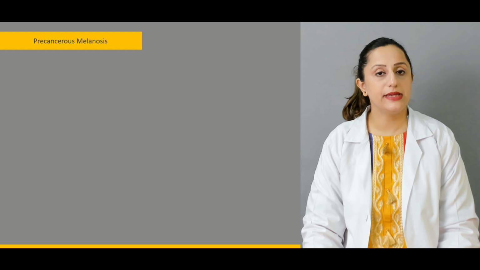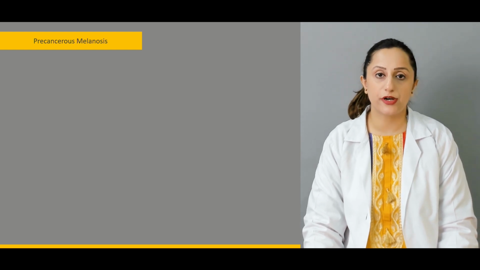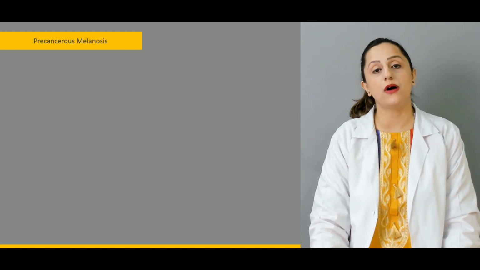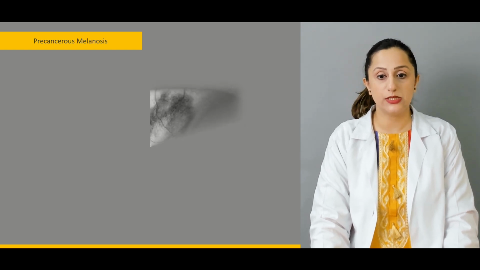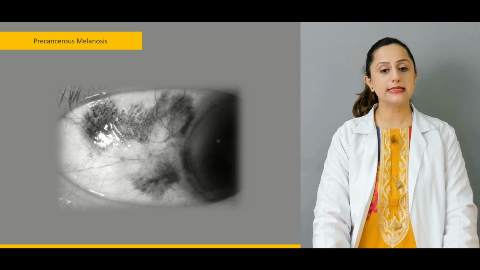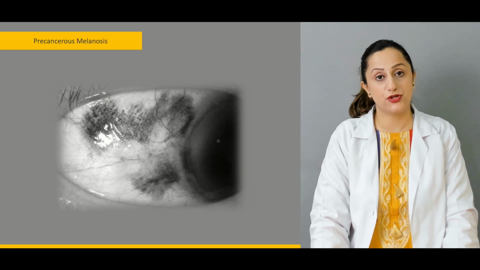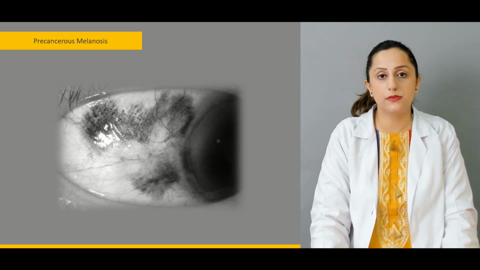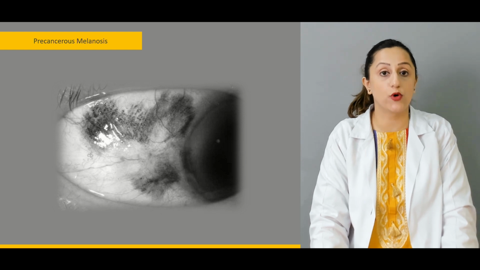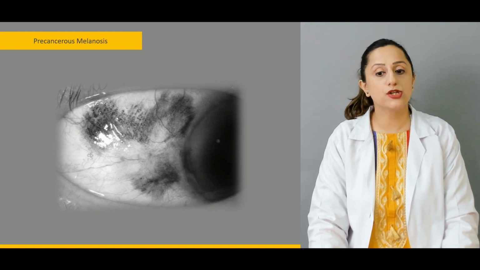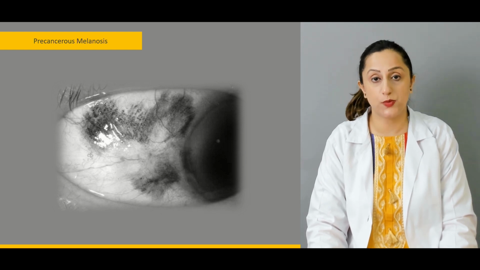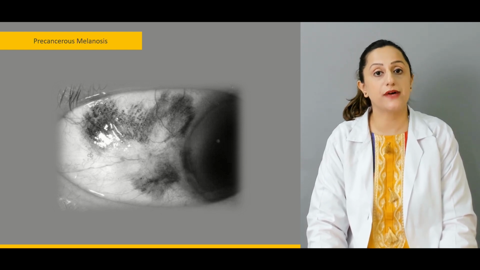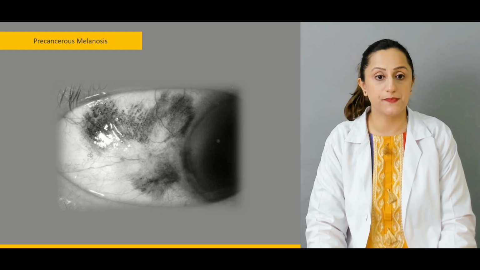Then there are a lot of precancerous conditions. For example, melanosis is one of the precancerous conditions that we usually deal with. Now, melanosis is basically a pigmentation that arises usually in the bulbar part of the conjunctiva. It's more prominent. It can encroach upon the cornea, and when it is involving the pupillary region, it is going to affect the visual acuity in the individual.